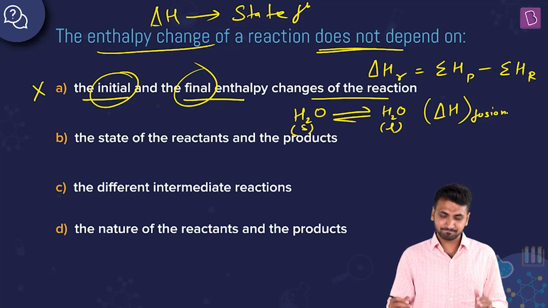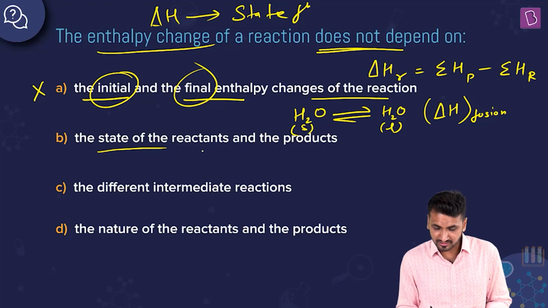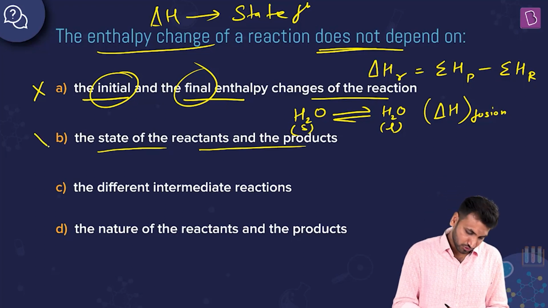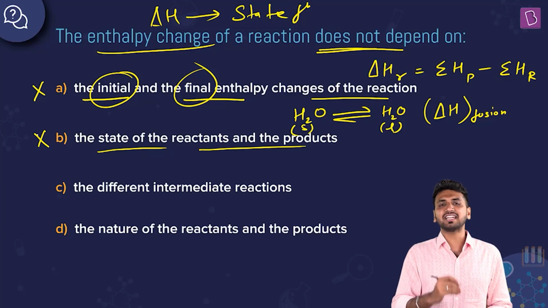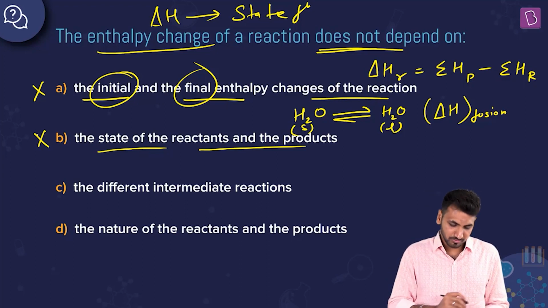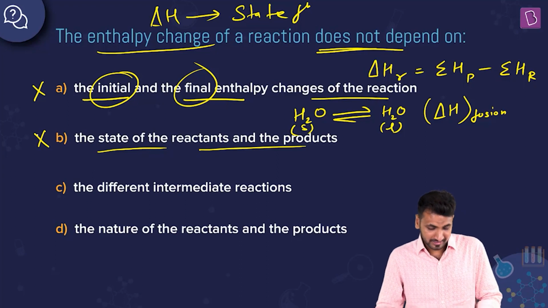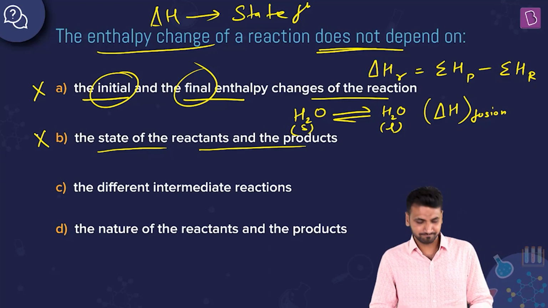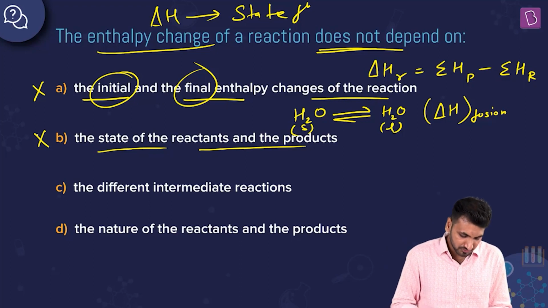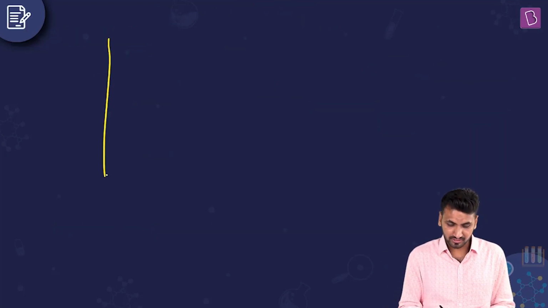So yes, the state of the reactants and product also matters: enthalpy change is dependent on the state of reactant and product. Option B cannot be the answer. The different intermediate reactions, okay, fine. Let's understand this with the help of a graphical representation.